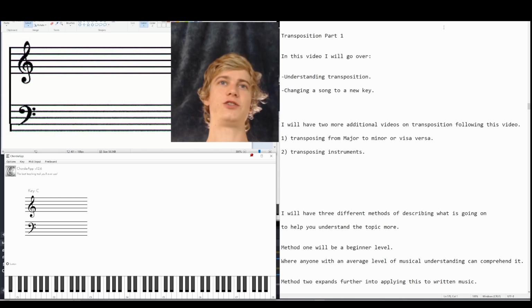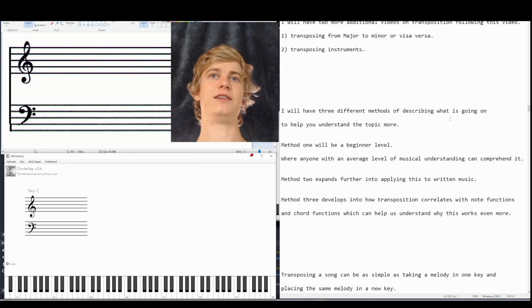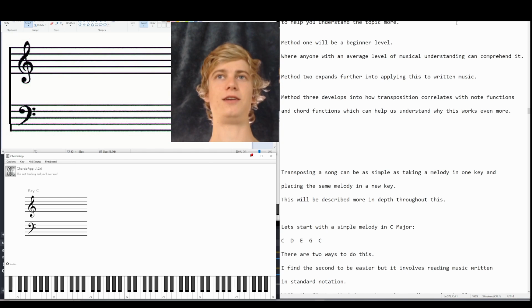The first one will be on transposing from major to minor or vice versa, and the second one will be on transposing instruments. I will have three different methods of describing what is going on to help you understand this topic more. So method one will be a beginner level, where anyone with an average level of musical understanding can comprehend it. Method two goes further into applying this into written music, and method three develops into how transposition correlates with note functions and chord functions, which can help us understand why this works even more.